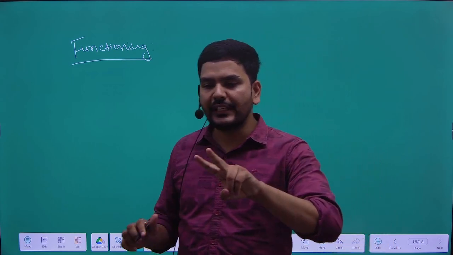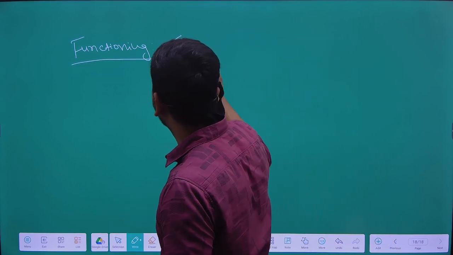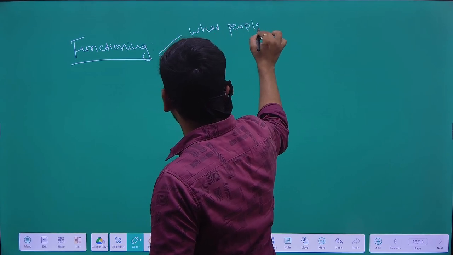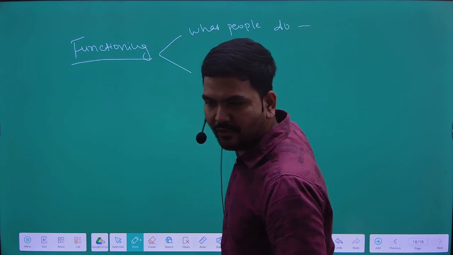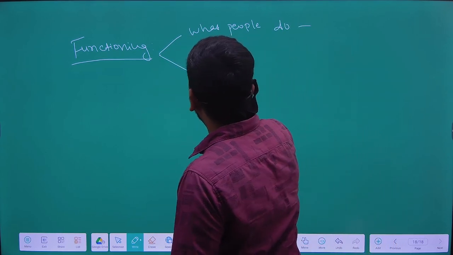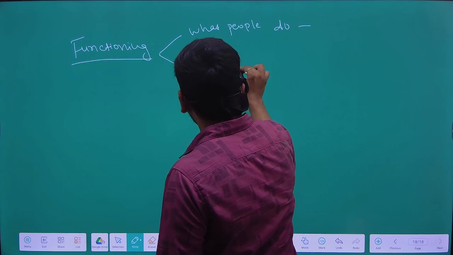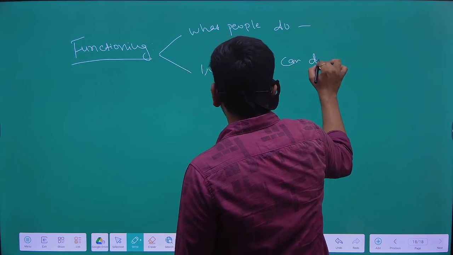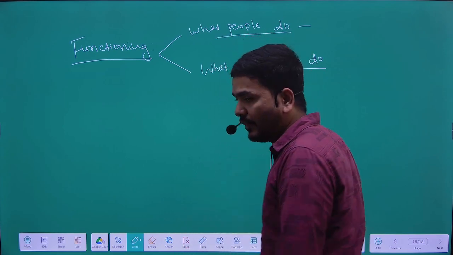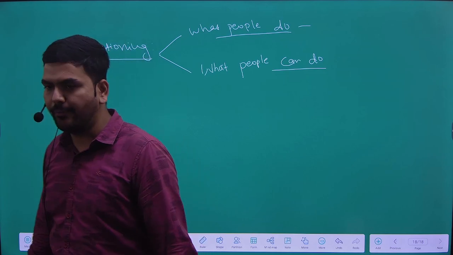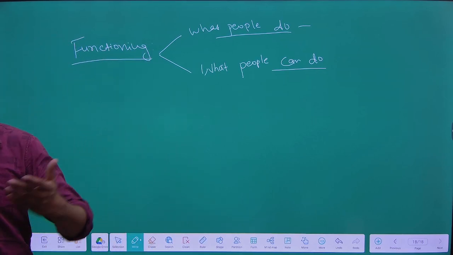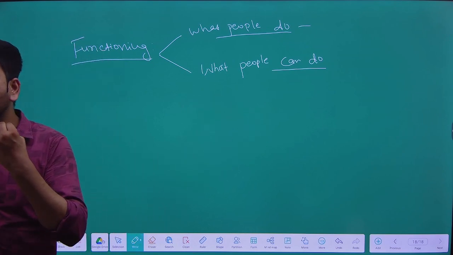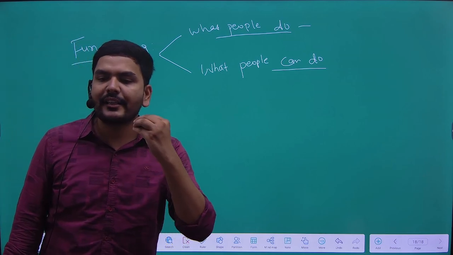So basically there are two things that we are talking about in functioning: what people do, which is about the present work that they do, and what they can do. Let's say you're studying here. So what you do is studying. What you can do is based on your capability, right? And that is the capability approach.